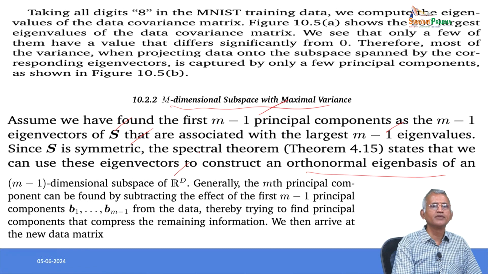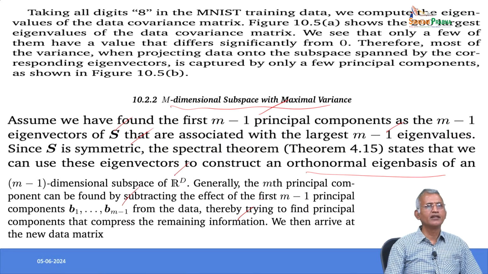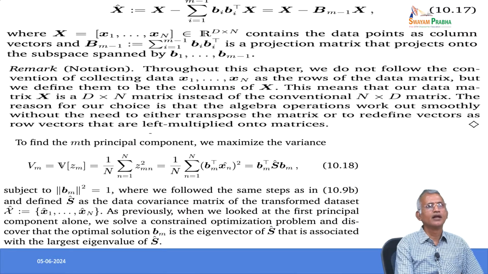So, generally the mth principal component can be found by subtracting the effect of the first m minus 1 principal components b1 to b_{m-1} from the data, thereby trying to find the principal component that compresses the remaining information. So, we then arrive at the new data matrix X bar equal to X minus the summation i equal to 1 to m minus 1 of b_i b_i transpose X, equal to X minus B_{m-1} X. Call it 17.